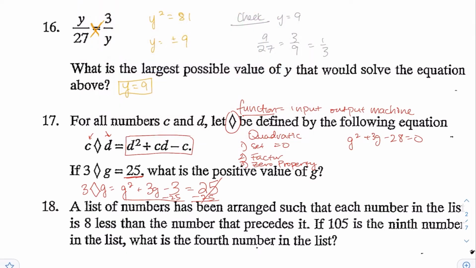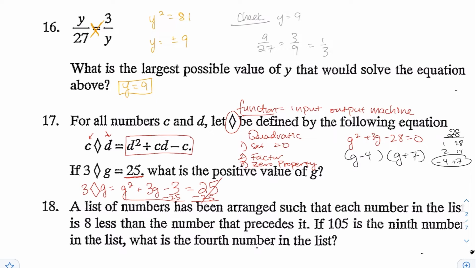And from here, you need to factor and look for factors of 28. That's 1 and 28, 2 and 14, and 4 and 7. And you have one of these pairs that adds or subtracts to a positive 3. And that's the 4 and the 7. Specifically, it's the negative 4 and positive 7. So that's going to be G minus 4 and G plus 7.